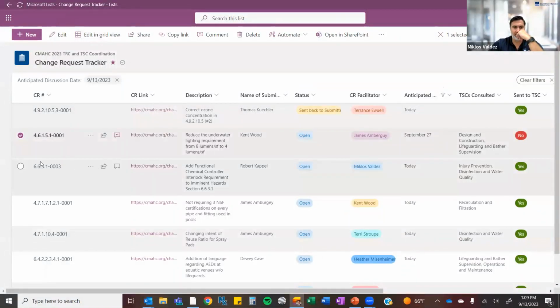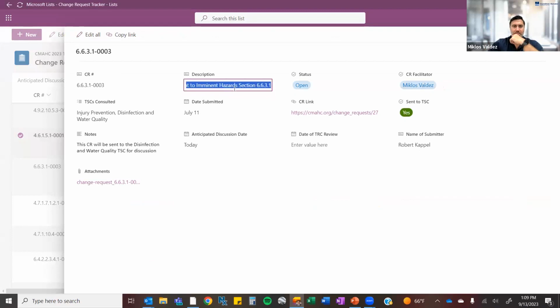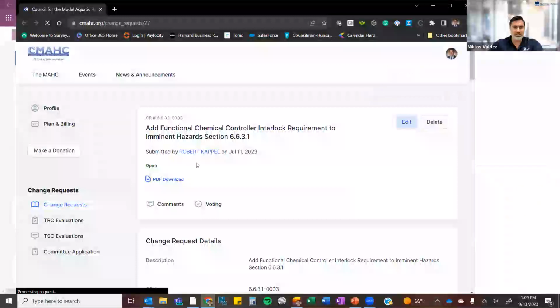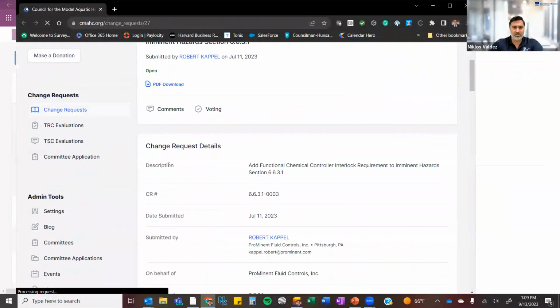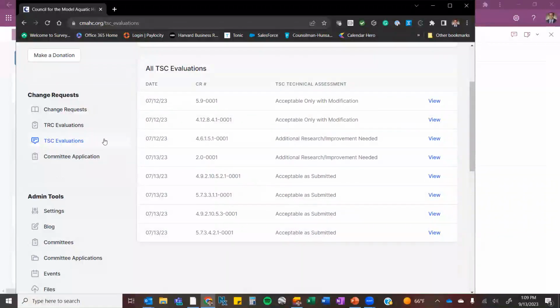Let's look at this one, this one is me. So I will be honest, I have not looked to see if we have TSC comments on this yet. So this is 6631003. We do not. Miklos, Kent is back, so we have a quorum.